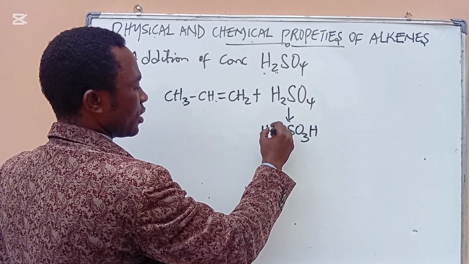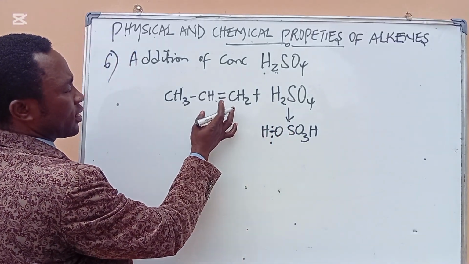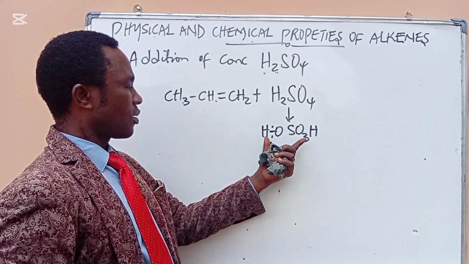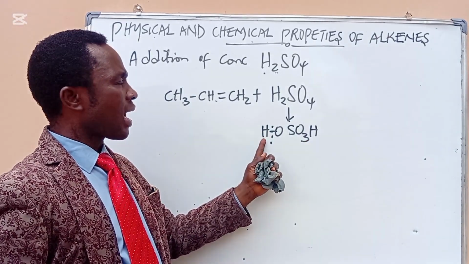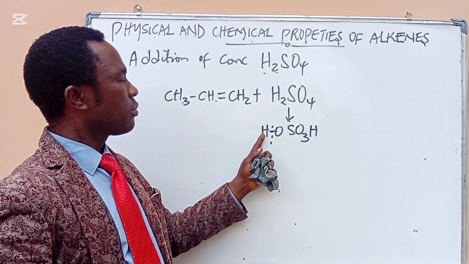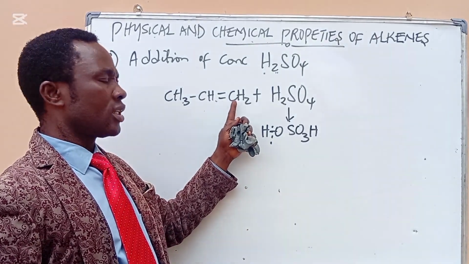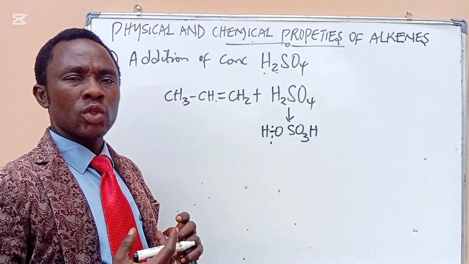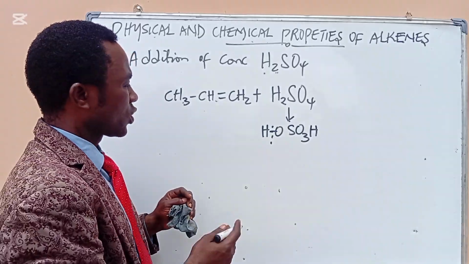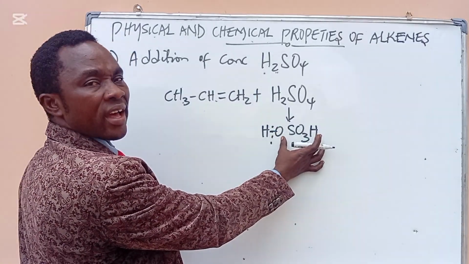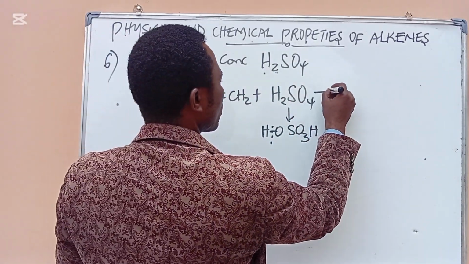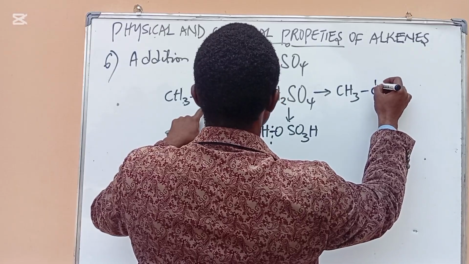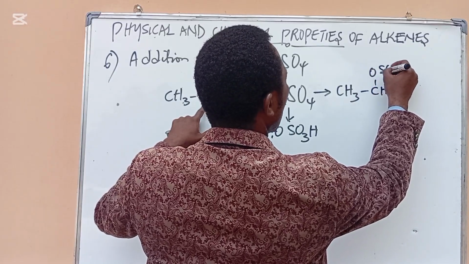Now this hydrogen can go off, so that one is attached to here while the other one is attached to here. If you are to ask, for this compound H2SO4, where will the hydrogen be added? The hydrogen will be added to the carbon of the double bond that has the higher amount of hydrogen. It also shows that this reaction follows Markovnikov's rule. So with the hydrogen added here, OSO3H is added to the other place. So what we have is CH3, CH, OSO3H.